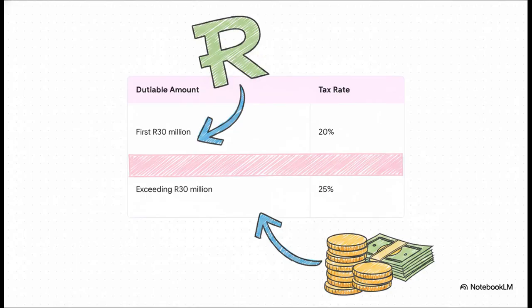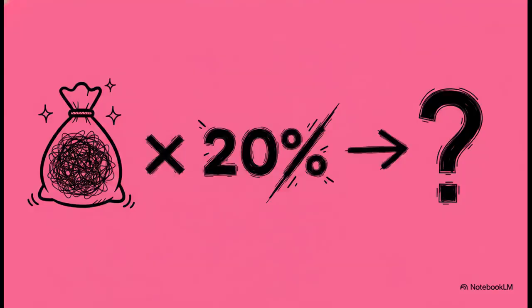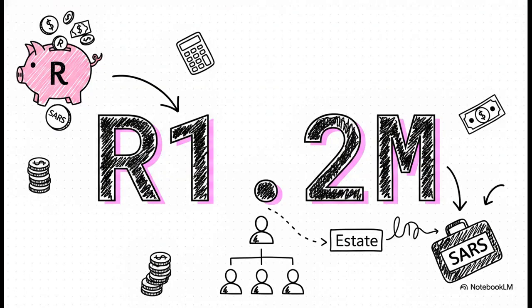And the tax rates themselves, they're pretty straightforward. The first 30 million Rand of the dutiable amount is taxed at a flat rate of 20%. If it's over 30 million, the amount above that gets taxed at 25%. In our example, our 6 million Rand dutiable amount falls squarely into that first 20% bracket. So, the final piece of the puzzle is simple. We take our dutiable amount, that's 6 million Rand, and we apply the 20% tax rate. So the final toll is 1.2 million Rand.